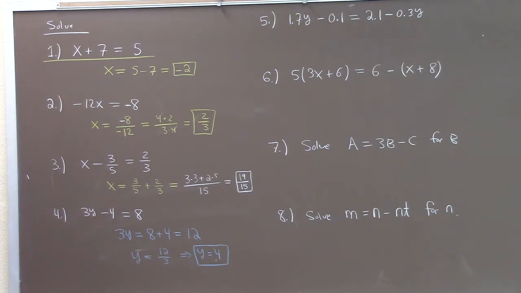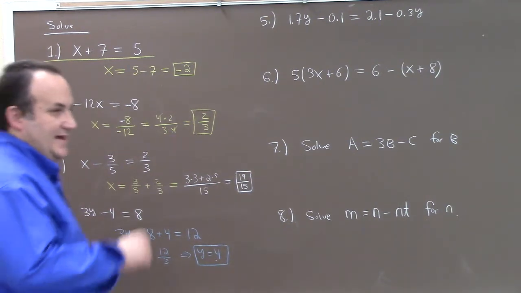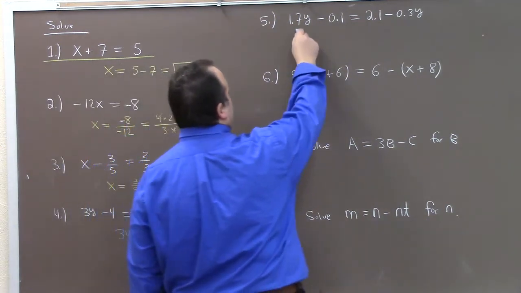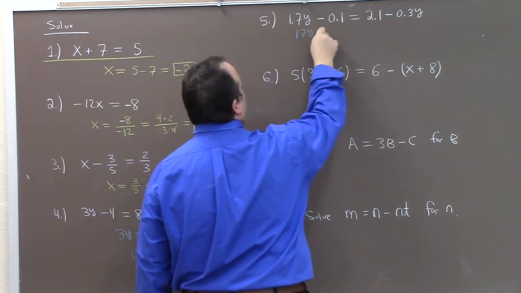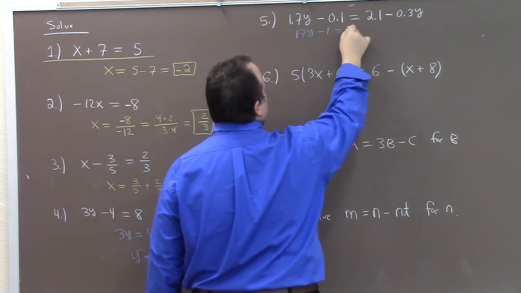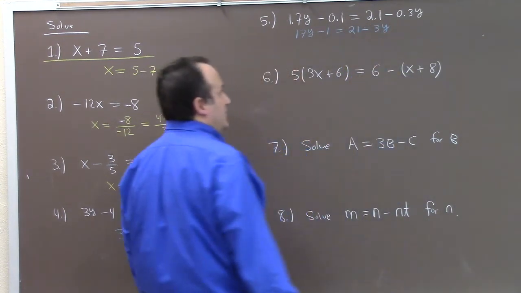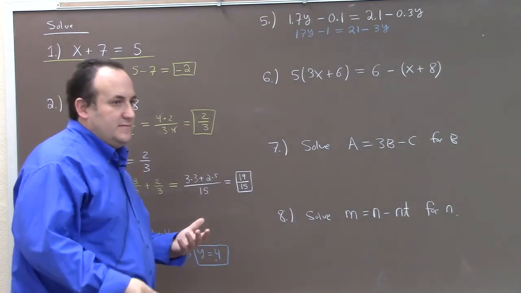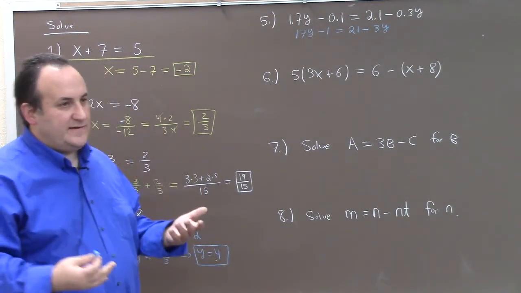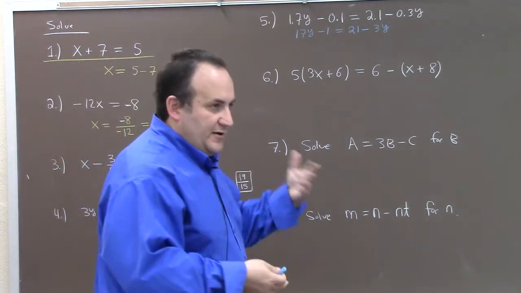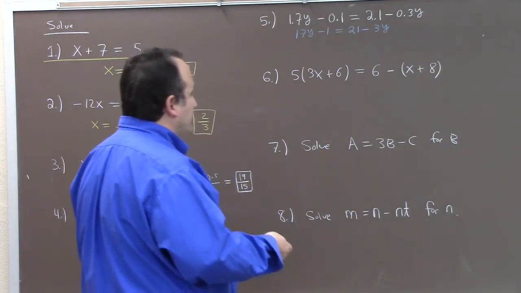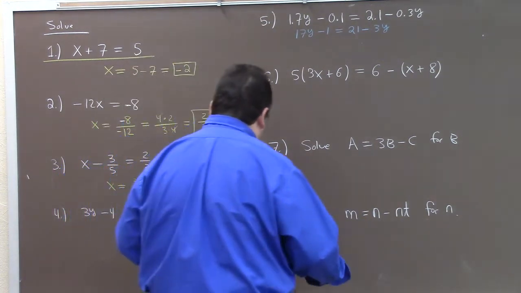You know what I would do with problem 5 to make it less annoying? I just multiply the equation by 10. This becomes 17y minus 1 equals 21 minus 3y, right? So multiply by 10, because those are tenths, right? If I multiply by the denominator, which is a tenth, it makes it easier to deal with.